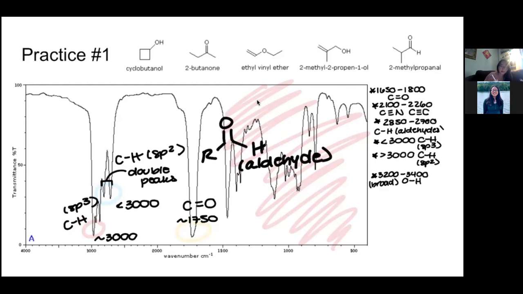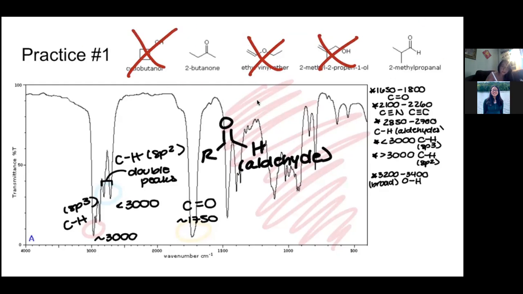So now that we know these things, there's going to be a carbonyl, there's going to be an aldehyde, there's going to be some other sp3 hybridized C-H's. Let's look at what we have. So we can go ahead and discount the first one, cyclobutanol, because that doesn't have a carbonyl. Remember, we can discount anything else that doesn't have a carbonyl as well. There's another alcohol. So we've got these two left.